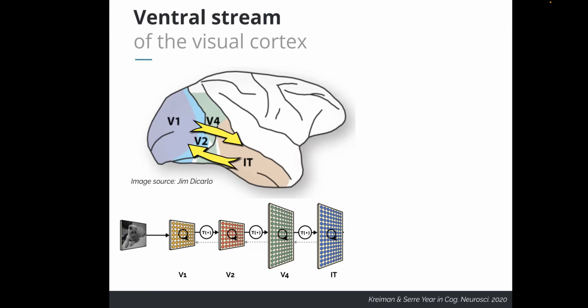In parallel to this gradual increase in the complexity of the preferred representation comes a gradual increase in the invariance properties of the representation. Neurons not only are becoming selective for more and more complex stuff, but they do so in a way that is increasingly more invariant to 2D transformations.